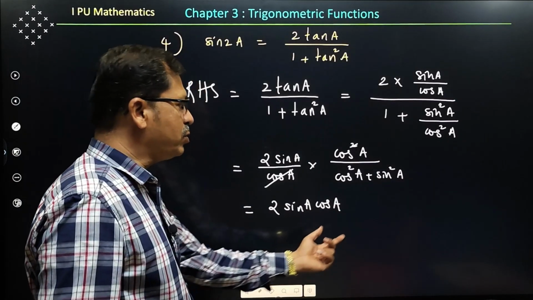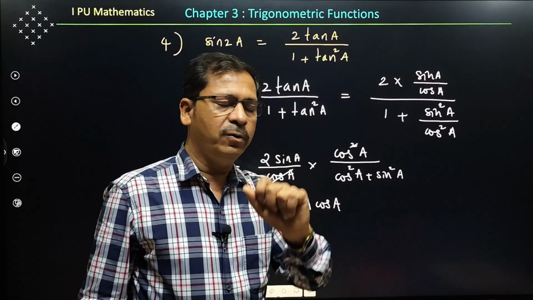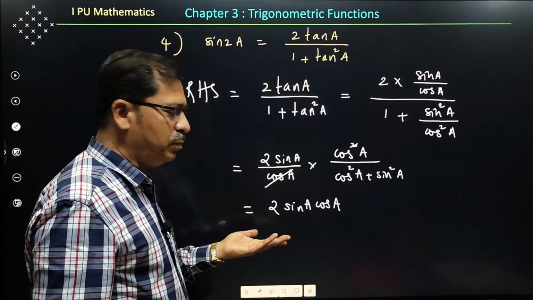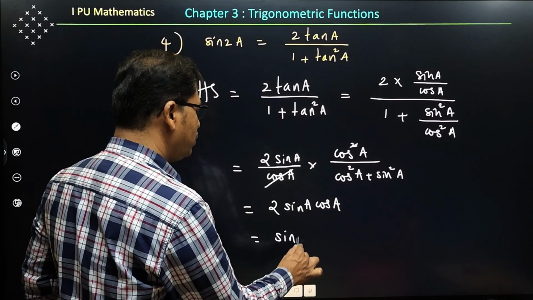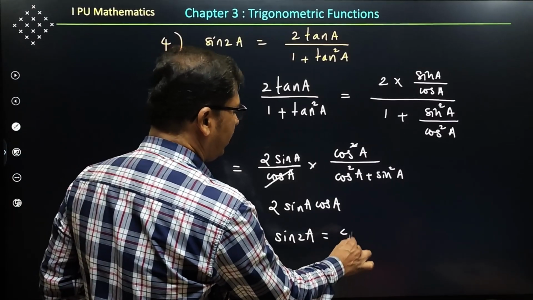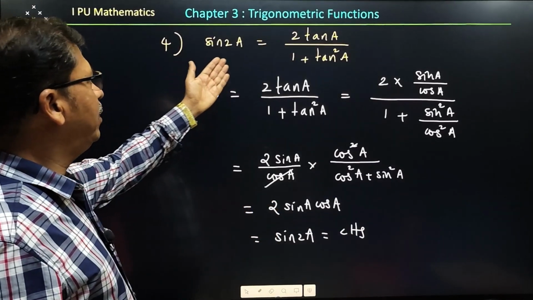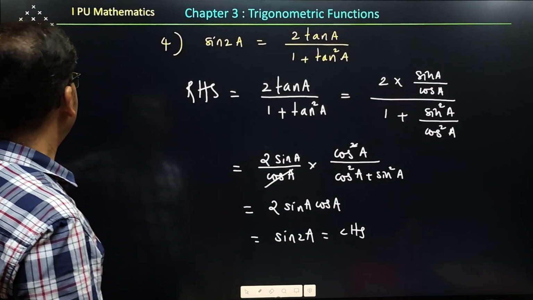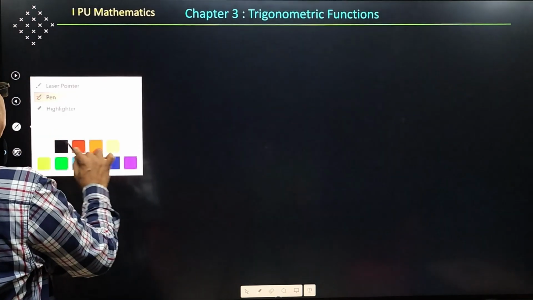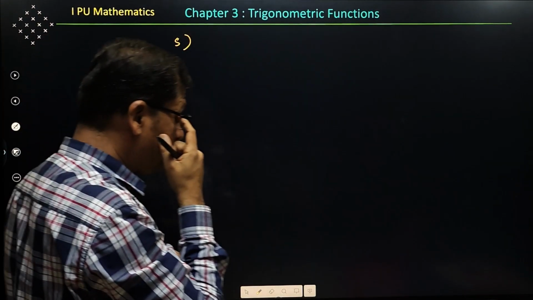What about this cos square a plus sin square a? It is the first identity in trigonometry, and its answer is 1, so no need to put it. So the answer is 2 sin a cos a, which is equal to sin 2a, and this is our required LHS. Hence I have succeeded in proving sin 2a equal to 2 tan a divided by 1 plus tan square a.